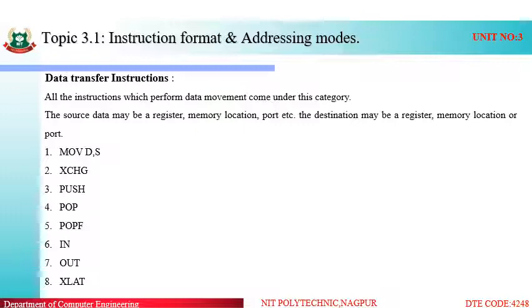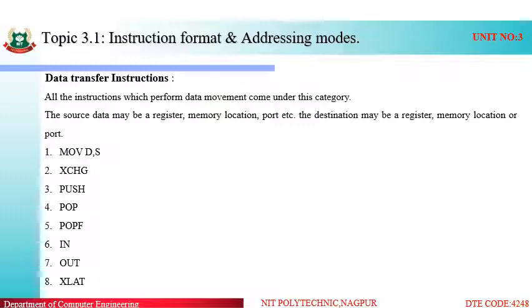The first instruction is MOV. What will this move perform? It will perform the move operation, that is the data will be moved from one place to another place. When we give the command as move, it will move the data from source to destination. Source may be a register or memory location, and destination will also be a register or memory location.